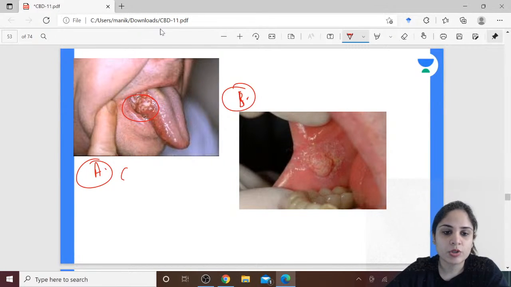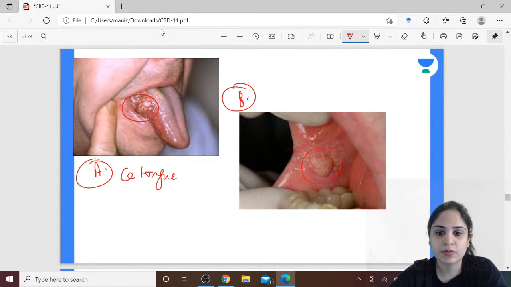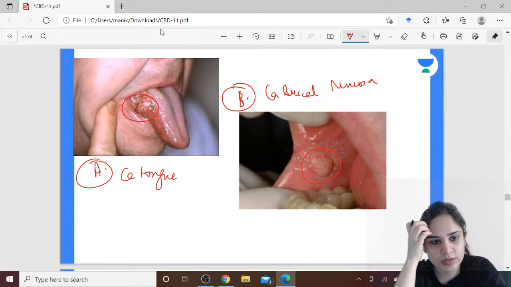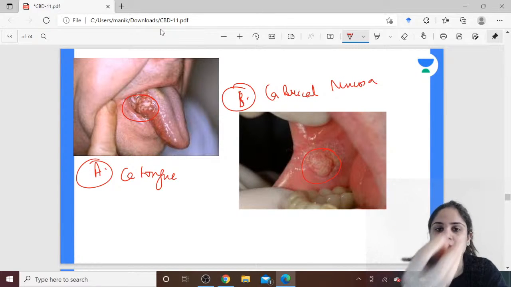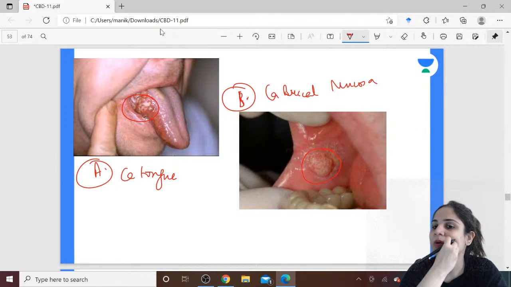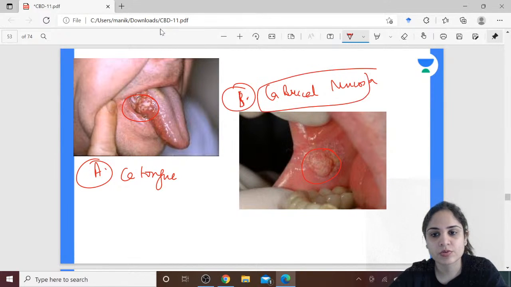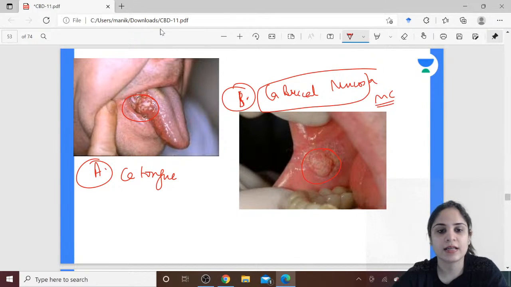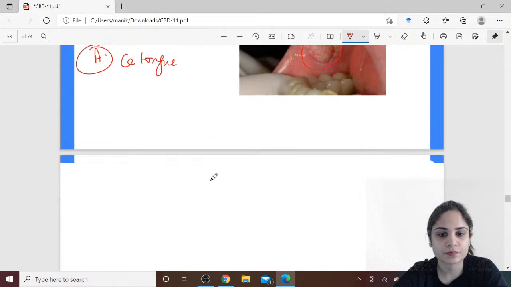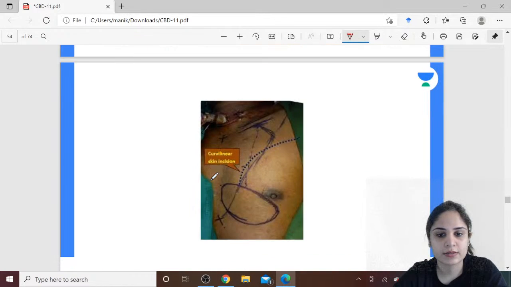Okay, so on the lateral border of the tongue, you can see the tumor. This is CA tongue, and here you can see the tumor on the inner part of the buccal mucosa. So this is CA buccal mucosa, which is more common in India. Remember, in India we have chronic tobacco chewers. There are a lot of people who chew tobacco. So they keep the tobacco on the side of their mouth for a long period of time, which causes chronic irritation and can lead to cancer. So CA buccal mucosa is more common in India than CA tongue. Okay. Alright.